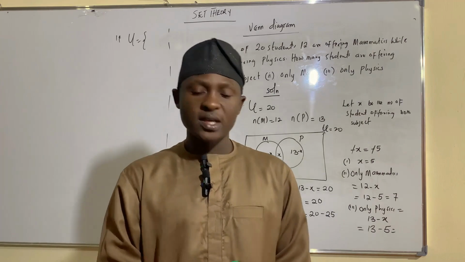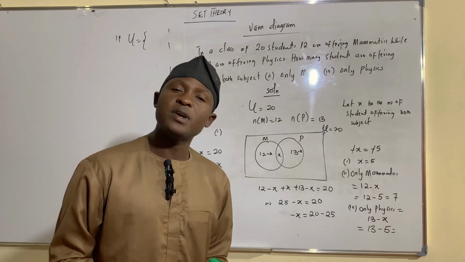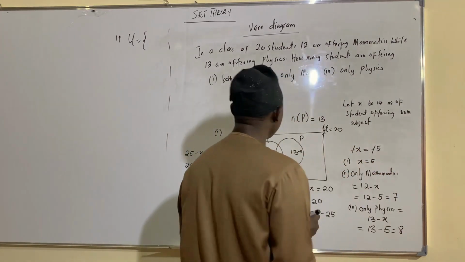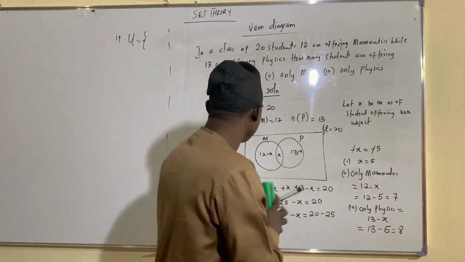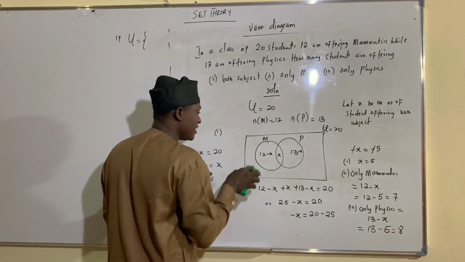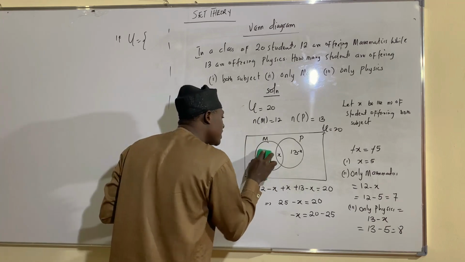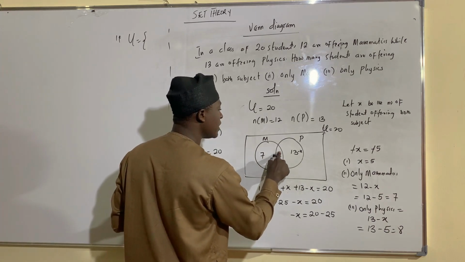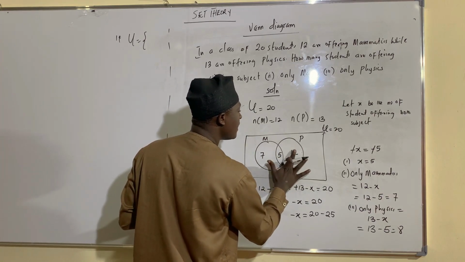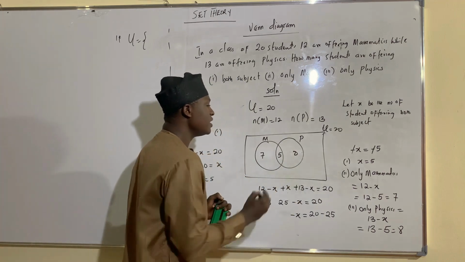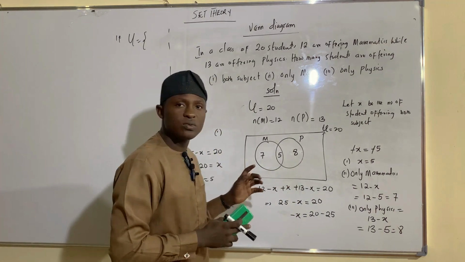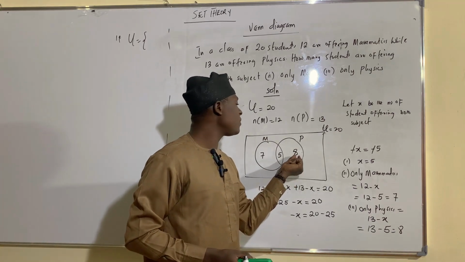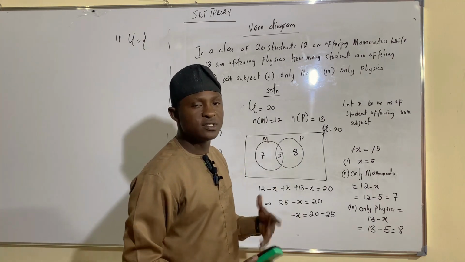So now you can even check if your answer is right or wrong. If you subtract here, I think you are going to have 8. Now, what I have for only maths, I can check if the total is equivalent to 20. For only maths, we have 7. We got our x to be 5. And we have only physics to be 8. So let's see if their total is going to be equal to 20. Now, 7 plus 5, that is 12, right? 12 plus 8, we are going to have 20, which means the result is true.